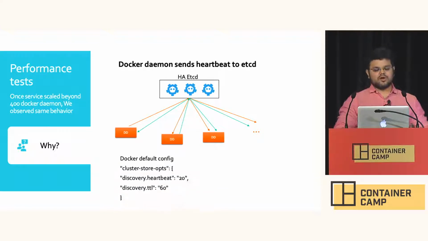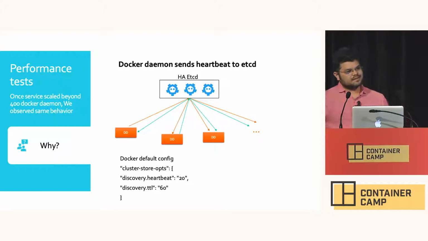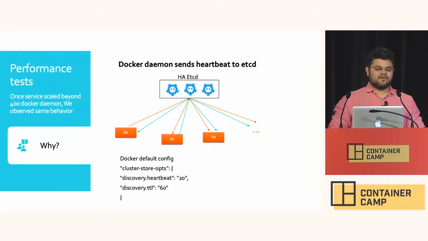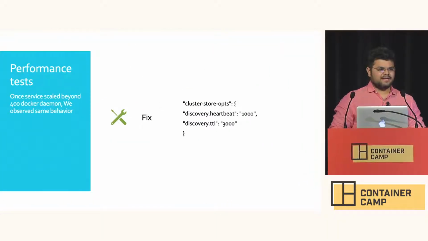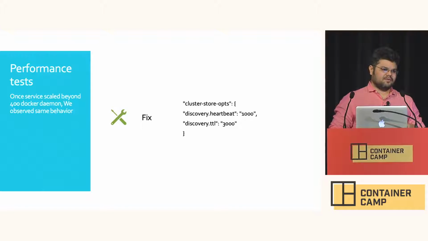So there was a lot of chatter happening. When you install and set up Docker, by default the heartbeat is configured to be sent every 20 seconds. So imagine 400 Docker daemons sending a heartbeat every 20 seconds, and everybody is watching for everybody's heartbeat. It uses a lot of network bandwidth, as well as there is a lot of chatter happening between those things. So we found at least a fix for setting up the heartbeat, and we changed it to 1000, so that the Docker daemon should send its heartbeat after every 1000 seconds.